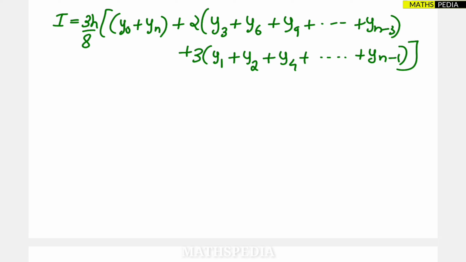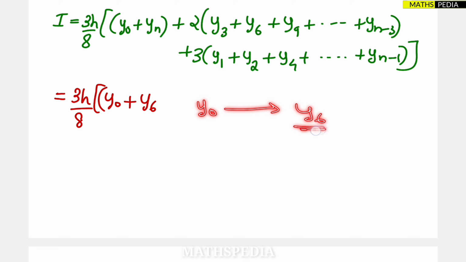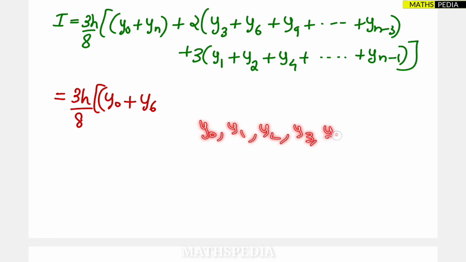Now what you have to do? We have given the formula. We already have discussed the formula. Now we have to just substitute the values. But before that, you have to form the formula first, right, for the given question. So 3h by 8 into first term is nothing but y naught. But what about last term? Last term will be y6, because we have seen in the question it is nothing but starting from y naught to y6. We had values till y6. Okay, so y naught, y1, y2, y3, y4, y5, and y6, right? So these all terms are there.